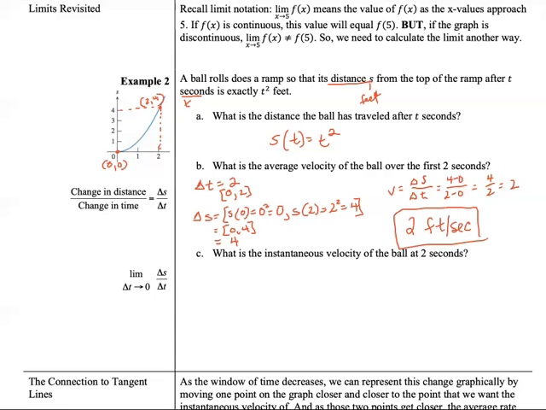What about the velocity or speed of the ball at 2 seconds? So at the end of our 2-second interval that we measured, what is the speed of the ball? Well, it's not 2 feet per second because that's the average over the whole first 2 seconds, and it started out slower and it's gaining speed. So I would expect my instantaneous velocity, my speed at 2 seconds, to be higher than 2. Okay, but how do I calculate exactly what it is?